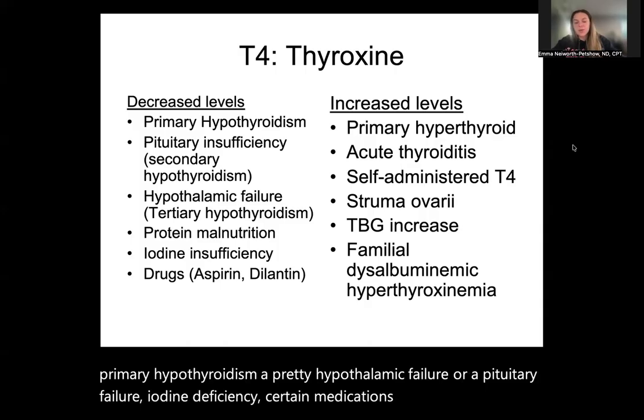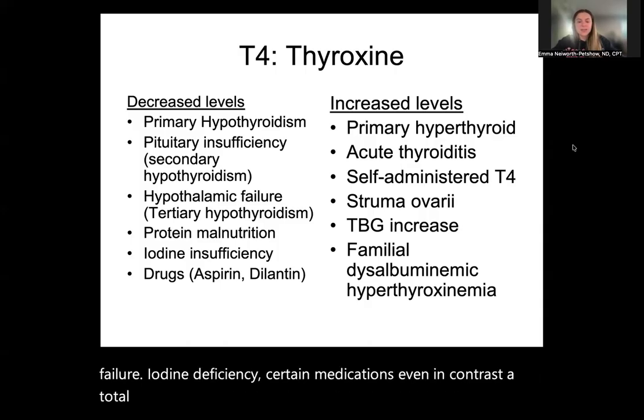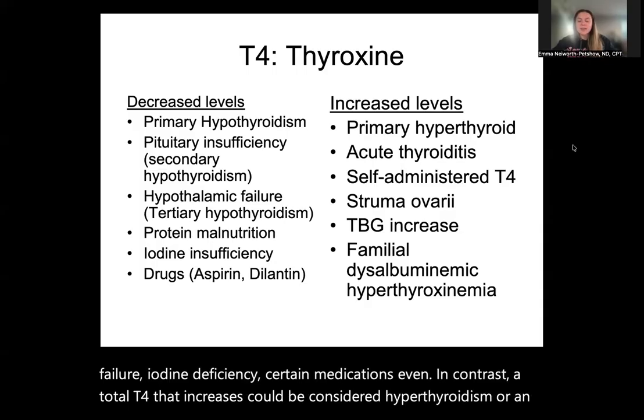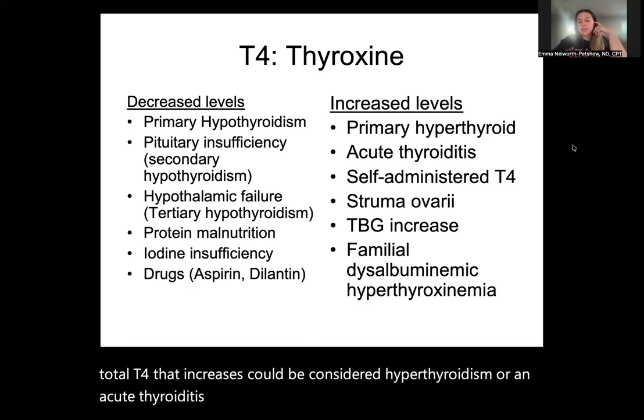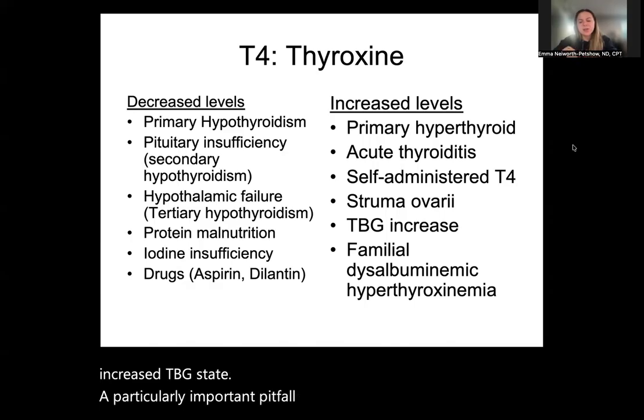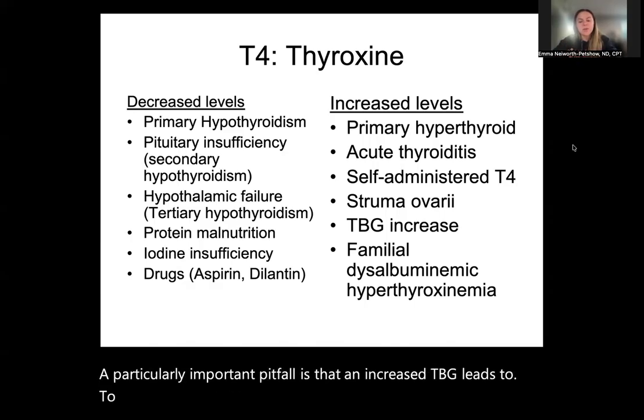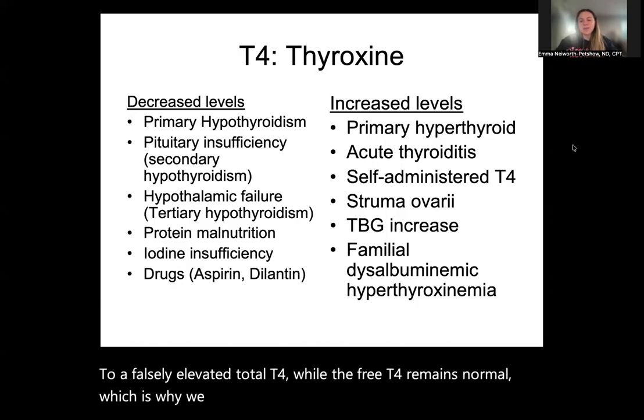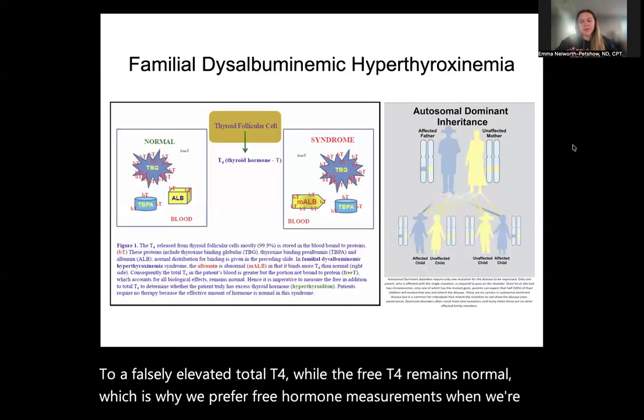In contrast, a total T4 that increases could be considered hyperthyroidism or an acute thyroiditis, exogenous thyroid hormone use, and an increased TBG state. A particularly important pitfall is that an increased TBG leads to a falsely elevated total T4, while the free T4 remains normal, which is why we prefer free hormone measurements when we're assessing thyroid.